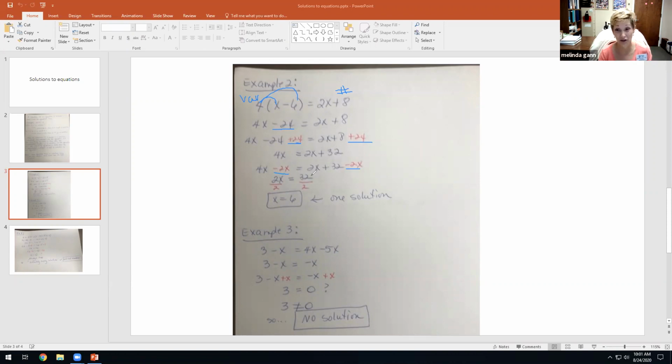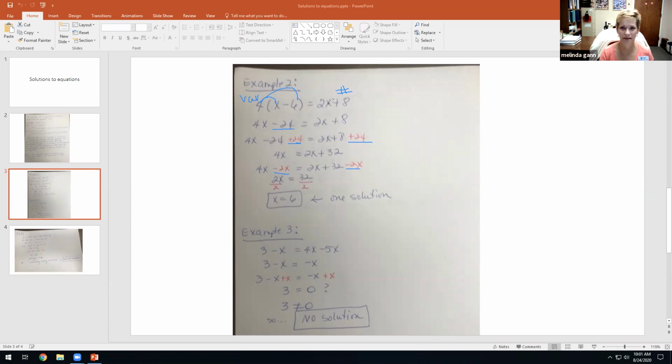Now, I did this to show you something. I made a careless error. 2x divided by 2x is x, but 32 divided by 2 is not 6, it's 16. Okay, but what if I made a mistake and put 6? If I substitute back up here, 6 minus 6 is 0, and 4 times 0 would be 0.